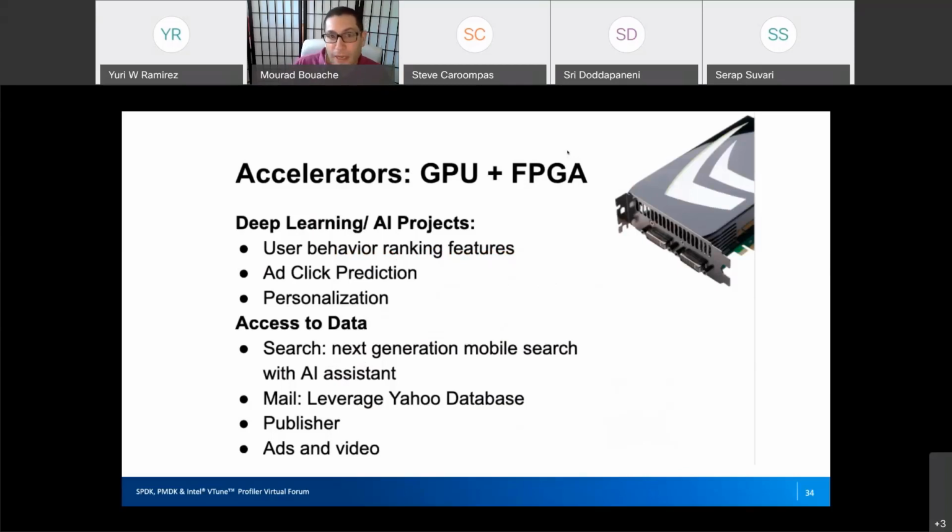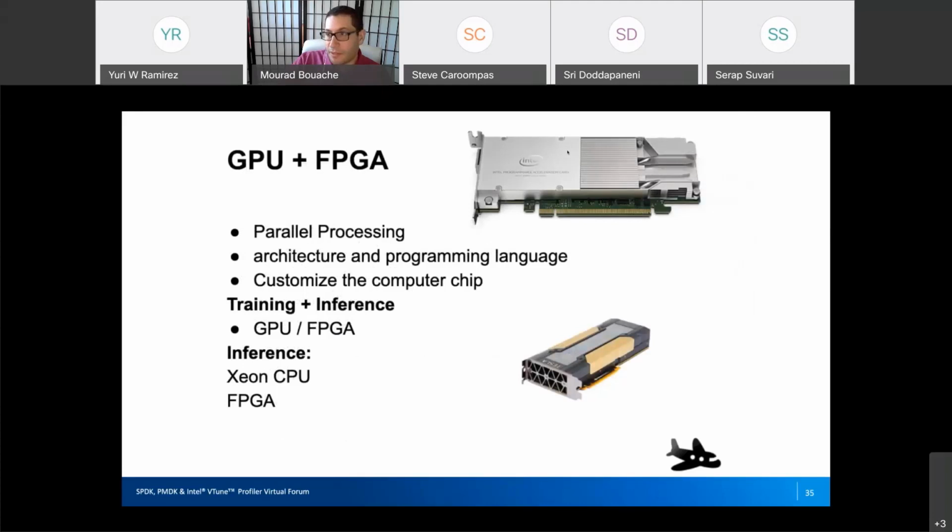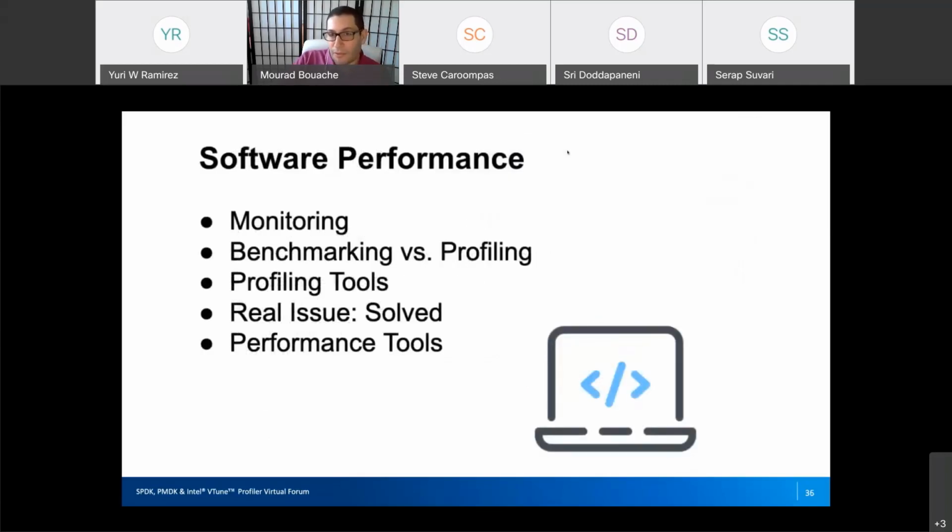Of course, we care about performance for accelerators, GPU and FPGA, and the impact if we are talking about different deep learning applications. These are the deep learning applications or artificial intelligence projects we have at Yahoo and Verizon Media, where we are using either GPUs or FPGAs to help with training or inference, the two big operations that we use. Parallel processing, and also inference, we are using Intel CPU with the FPGA that they are offering too. Waiting for specific GPU for neural network training and inference.